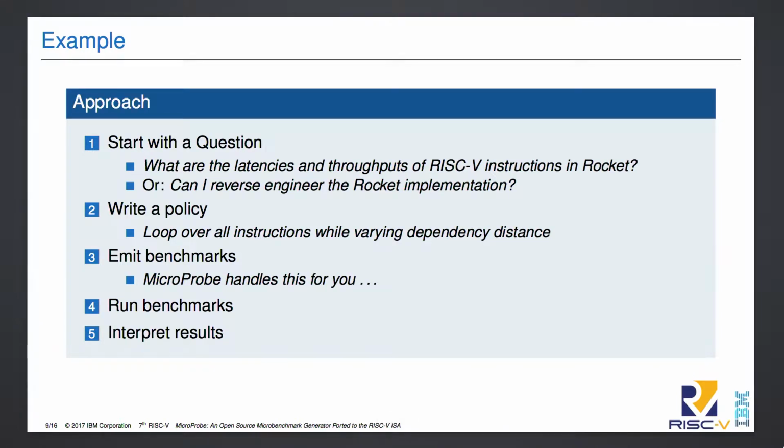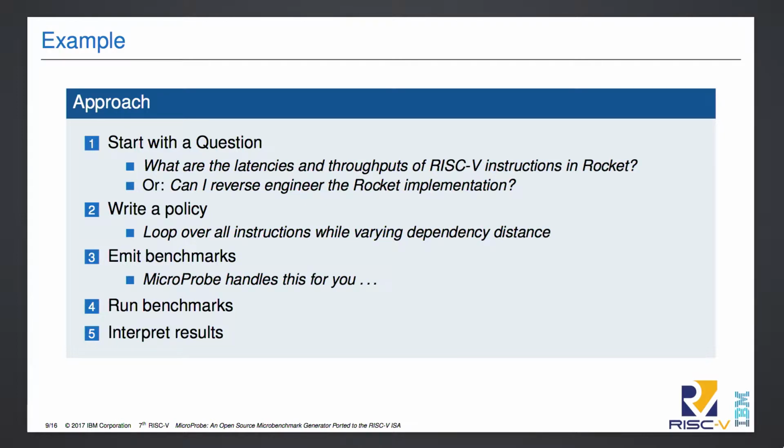So now a little bit of a more concrete example, a sort of hello world style experiment of something you can do with this. What I'm doing as a user of Microprobe is starting with a question. I'm asking, what are all of the individual latencies of different functional units in Rocket? Or alternatively, can I, from the outside, reverse engineer the internal Rocket implementation just using Microprobe?